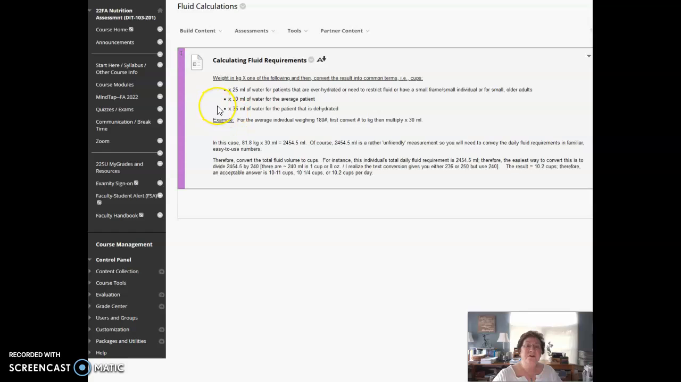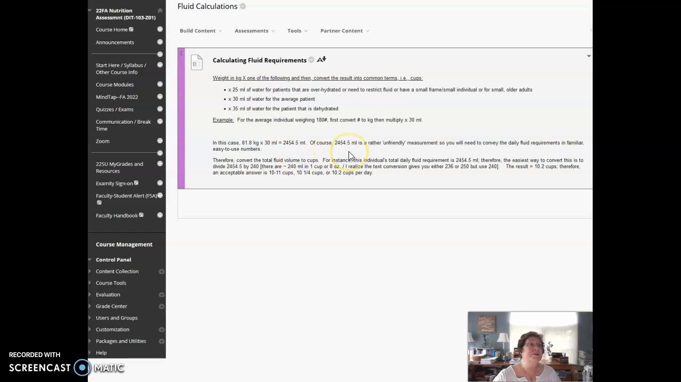If they are overweight or obese, I also probably would not use 35. I would stick to 30. Okay. And then once we multiply that weight in kilograms by 30 or whatever factor we're using here, we come up with a total number of milliliters.